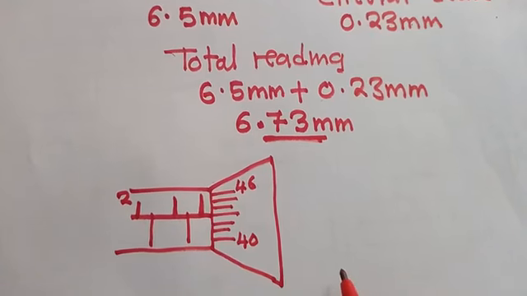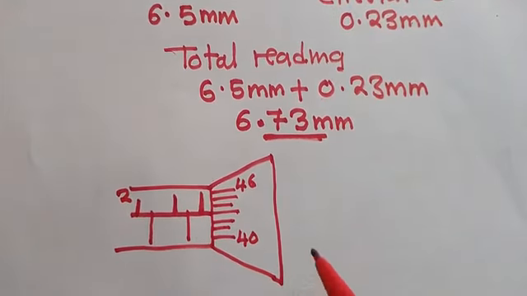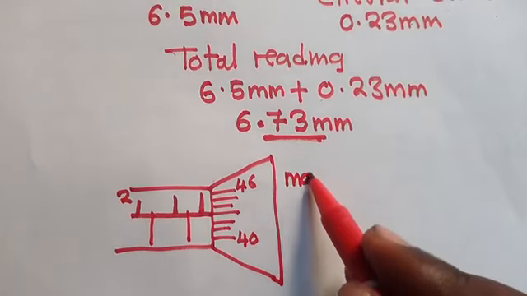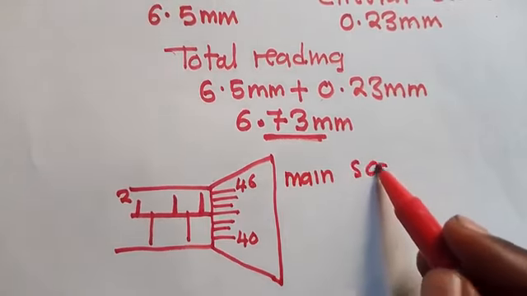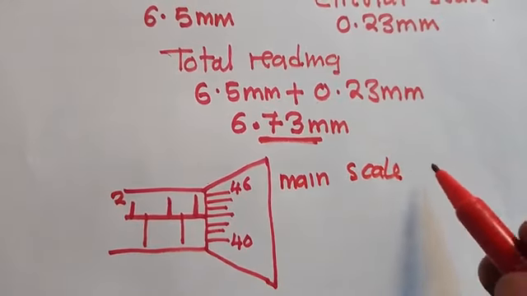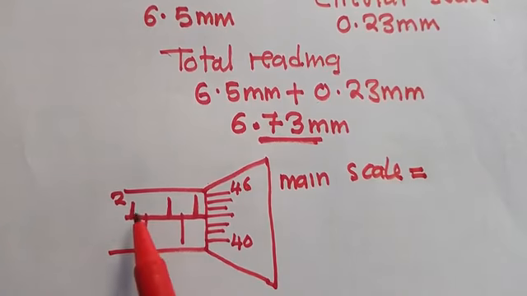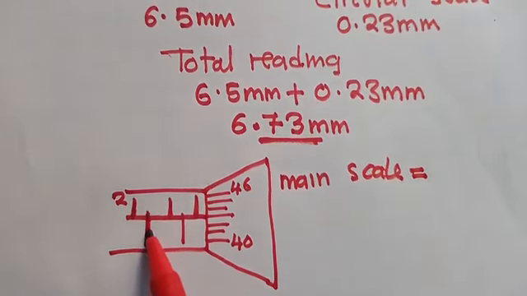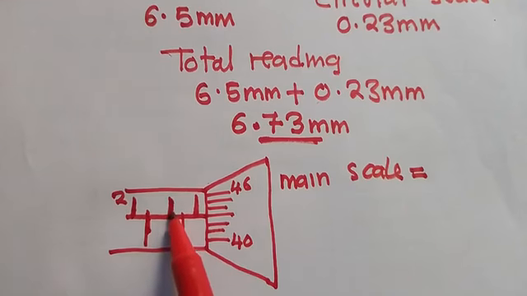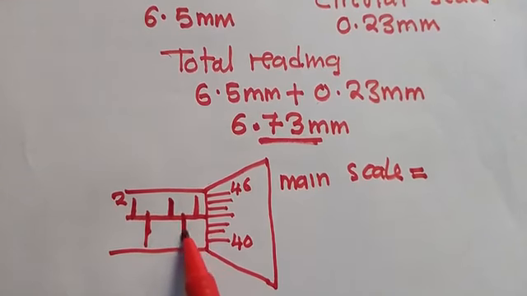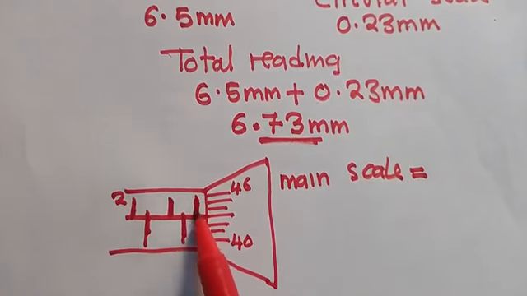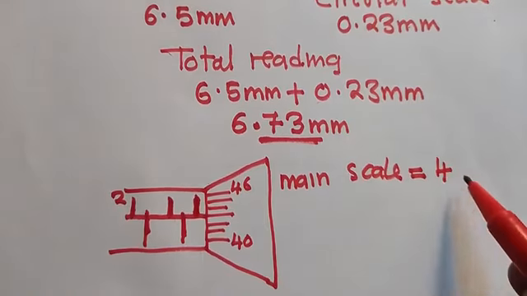Then they are telling you what is the reading here. So what is the reading on the main scale? We get the readings on the main scale. This is 2, this is 2.5, this is 3, 3.5, then this is 4. There is nothing down there. So this is 4, just 4 millimeters.